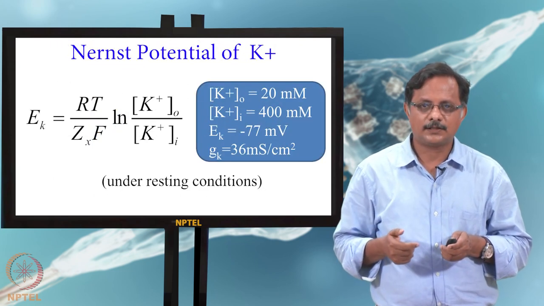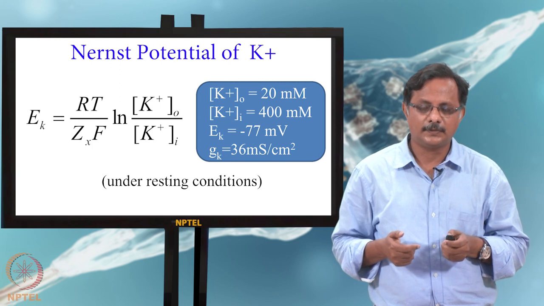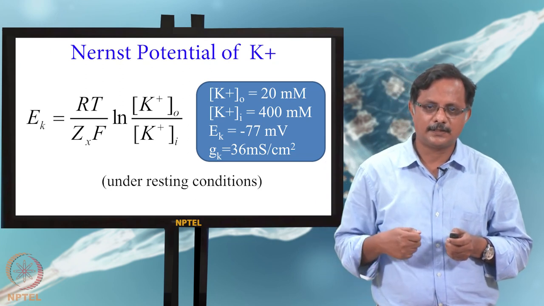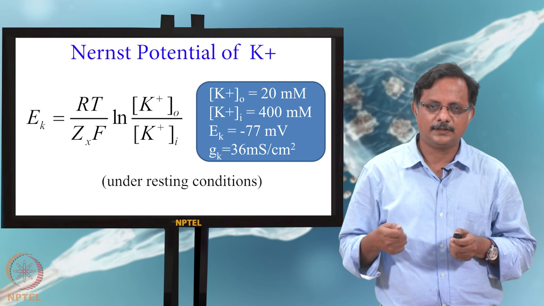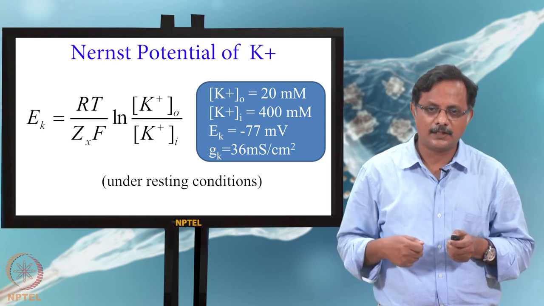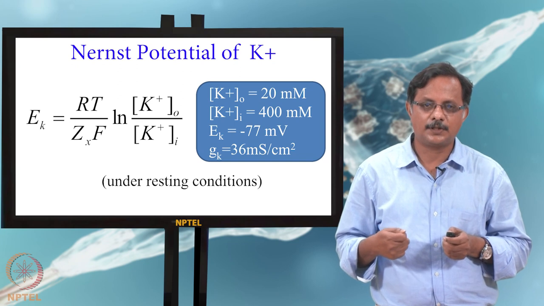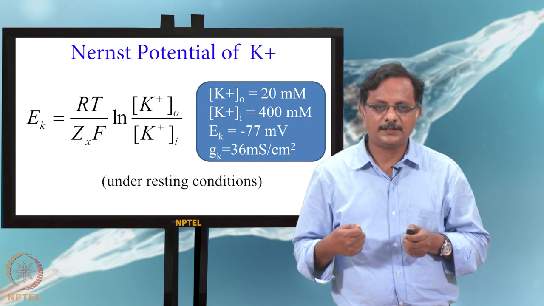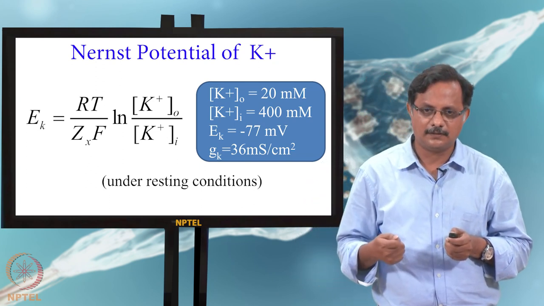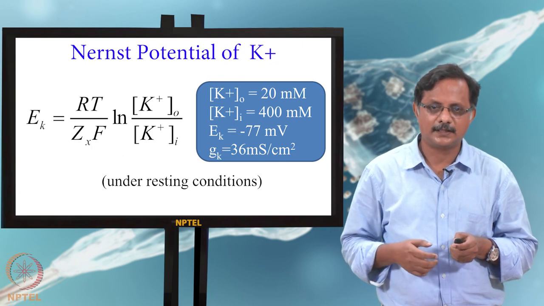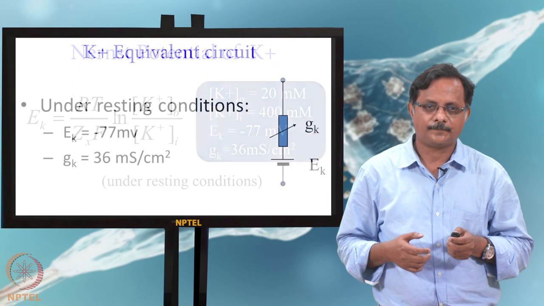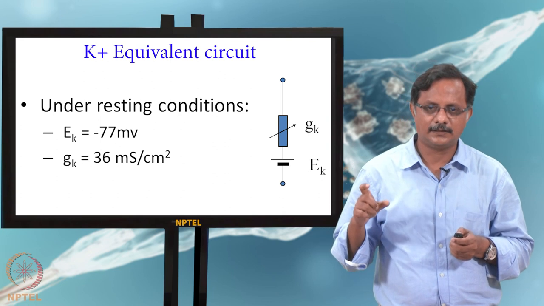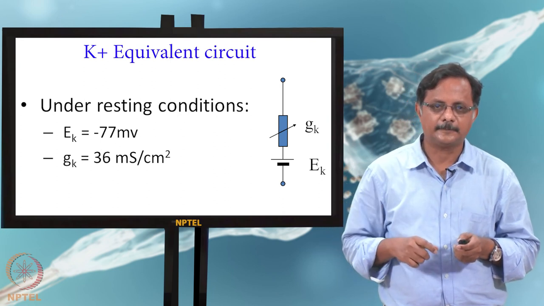Now let us look at the Nernst potential of potassium. Potassium, like we described before, is low in concentration outside and high in concentration inside. If you plug in these two values, outside it is 20 millimolar, inside it is 400 millimolar, you get a Nernst potential of potassium Ek as minus 77 millivolts. And below that, you have Gk, which is the conductance of potassium channels under resting conditions. That is 36 millisiemens per centimeter square. So, therefore, the potassium equivalent circuit can be represented by a series of a conductance Gk and a battery Ek.